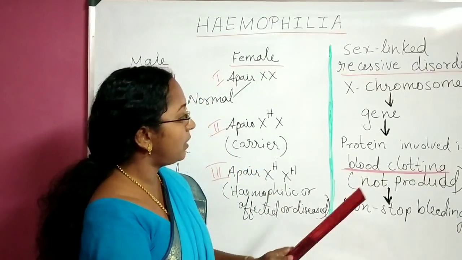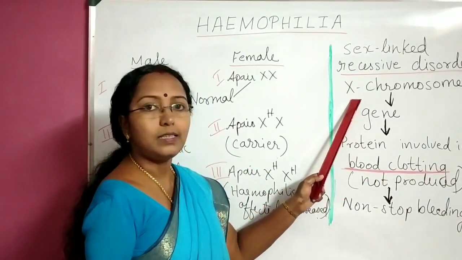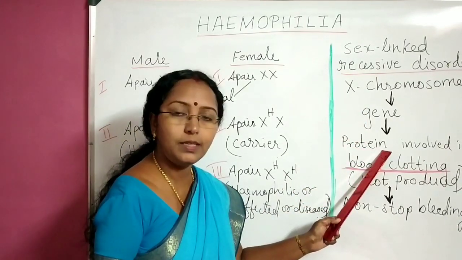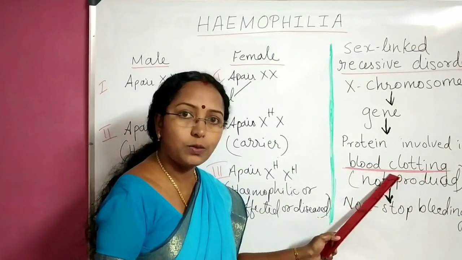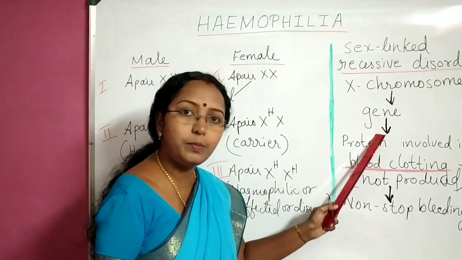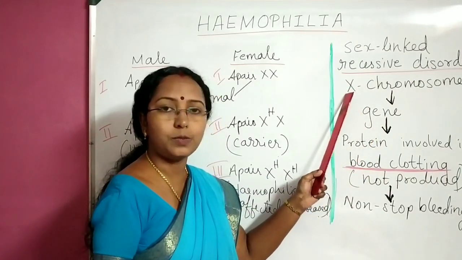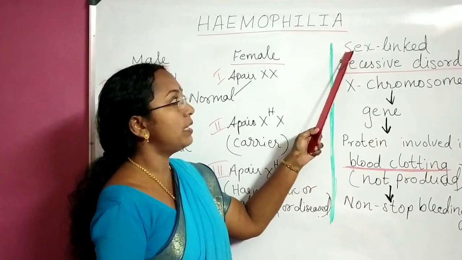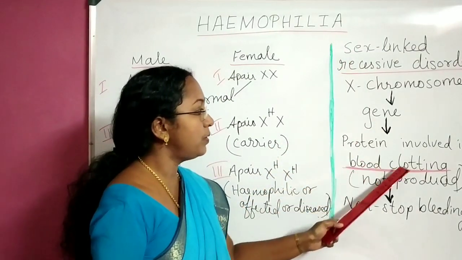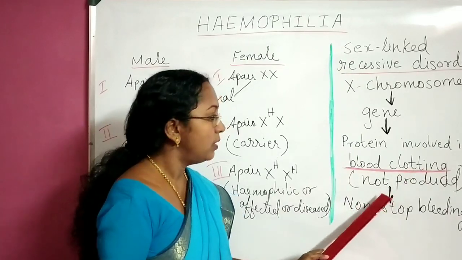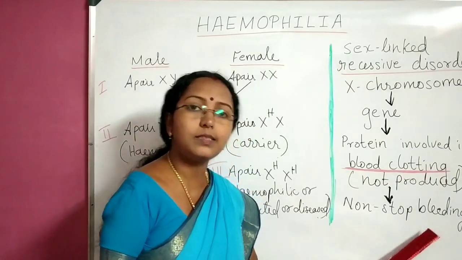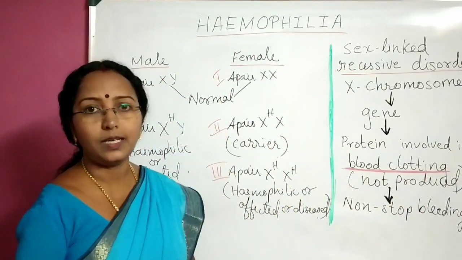So in haemophilia, the gene responsible for producing a protein involved in blood clotting is not functional. Where is this gene present? It is present on the X chromosome. That is why the disease is called a sex-linked disease. So, this gene is not producing the protein for blood clotting. It is not produced. So, what happens? Non-stop bleeding. This is the disease haemophilia.